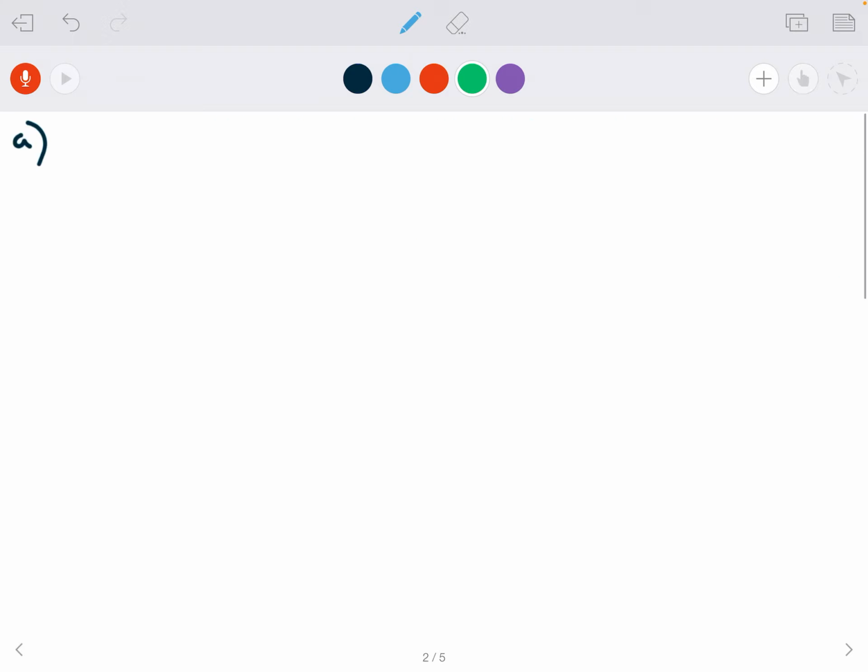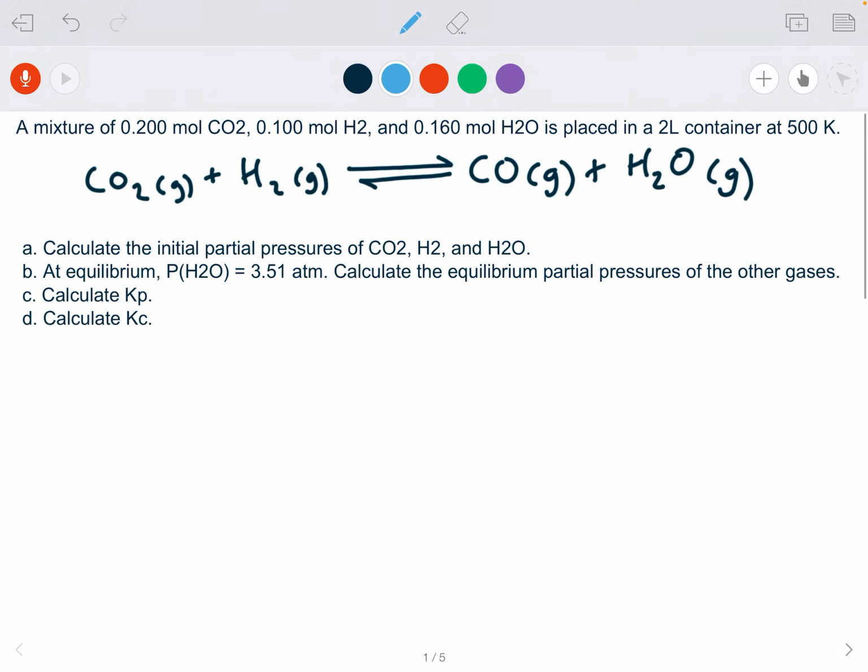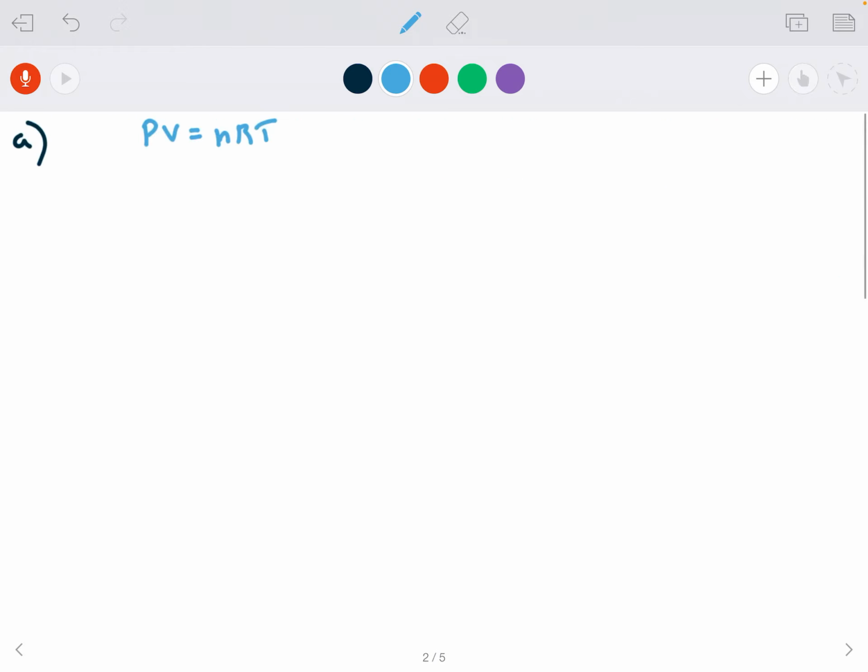So for part A, how we're going to calculate the initial partial pressures for each of them is going to be using the ideal gas law. So PV equals nRT. Because the info we've got, we have the number of moles of each of the gases, we have the volume, we have the temperature. So we have moles, volume, temperature. The only unknown is the pressure. So we can get the partial pressure of each of them.